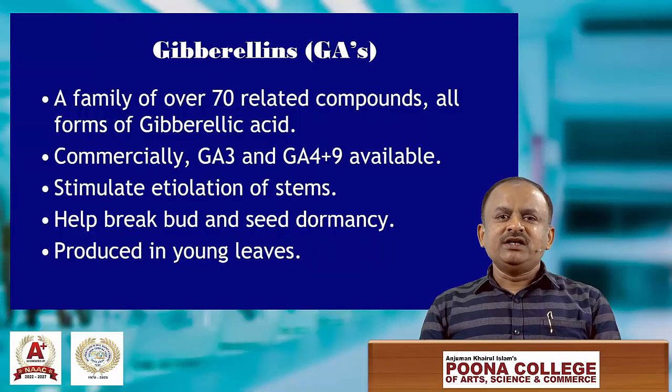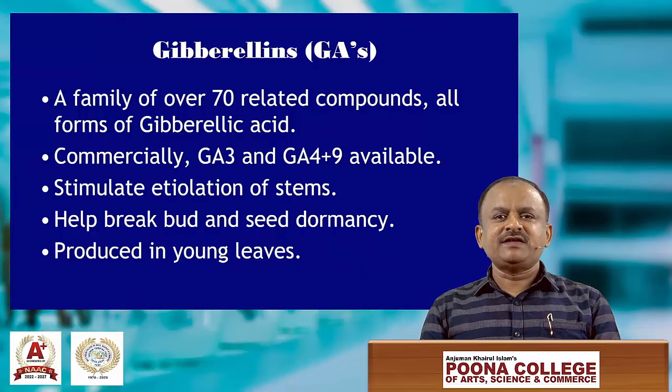Commercially, gibberellic acid 3 and gibberellic acid 4 plus 9 are available in the market for large-scale utilization in plant tissue culture technology. They stimulate the etiolation of the stem. They help to break bud and seed dormancy, and they are produced in young leaves.